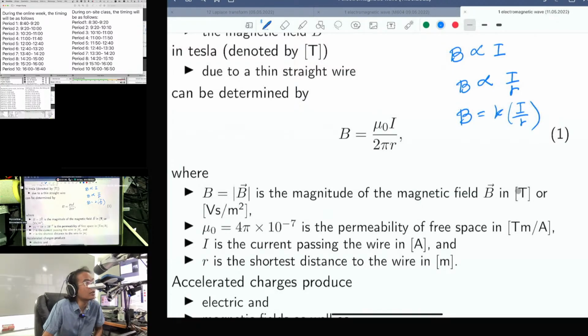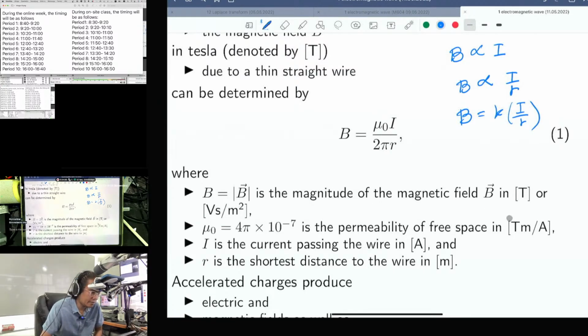Okay, Tesla is not an SI unit, but it's a short form of several SI units. For example, V represents the voltage, and S represents the second. That's the unit of time, right? And M represents meter, and that's the unit of distance. But Tesla is equal to volt times second per square meter.